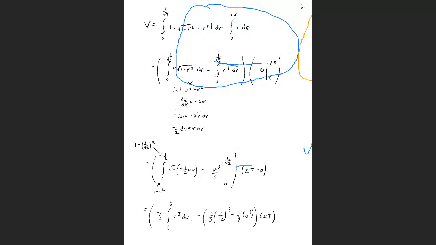Okay, so the negative 1/2 I bring out in front of the integral. I got my new limits, a half and 1. And then I put in 1 over root 2 here and 0 here. Webwork will not want a decimal, so I'm being exact, right?